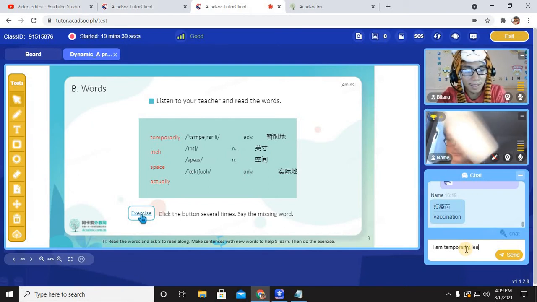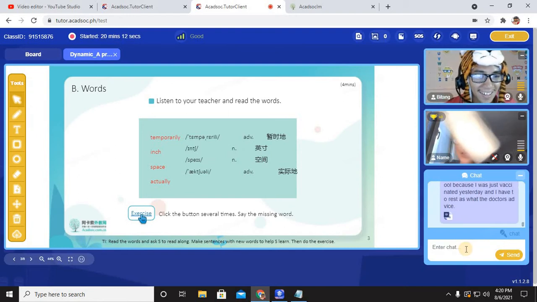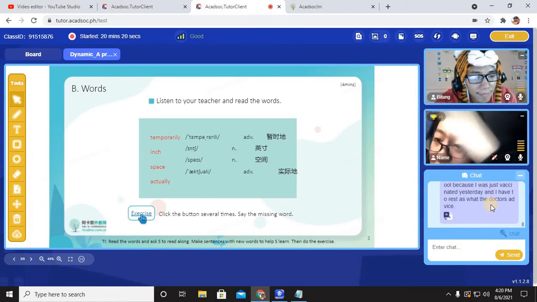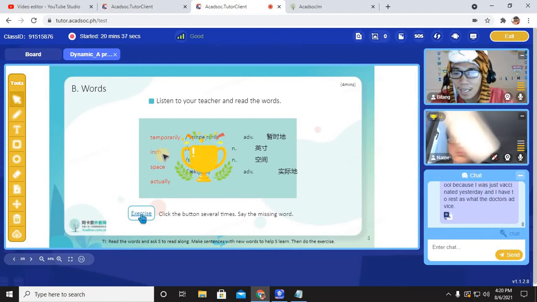Okay. I am temporarily leaving school because I was just vaccinated yesterday. And I have to rest as the doctor's advice. Okay. All right, please read the sentence. I am temporarily leaving school because I was just vaccinated yesterday, and I have to rest as the doctor advised. Okay, good. All right, next.